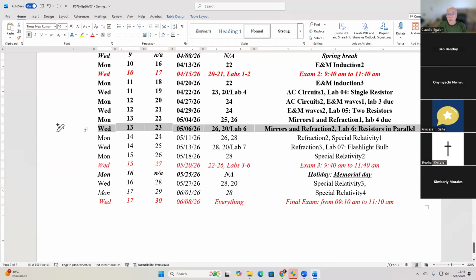We're gonna continue covering chapter 26 in the first hour, right? And then we will start lab number 6, which is very similar to lab number 5 and 4. The only difference is the number of resistors in the circuit and how they are connected.